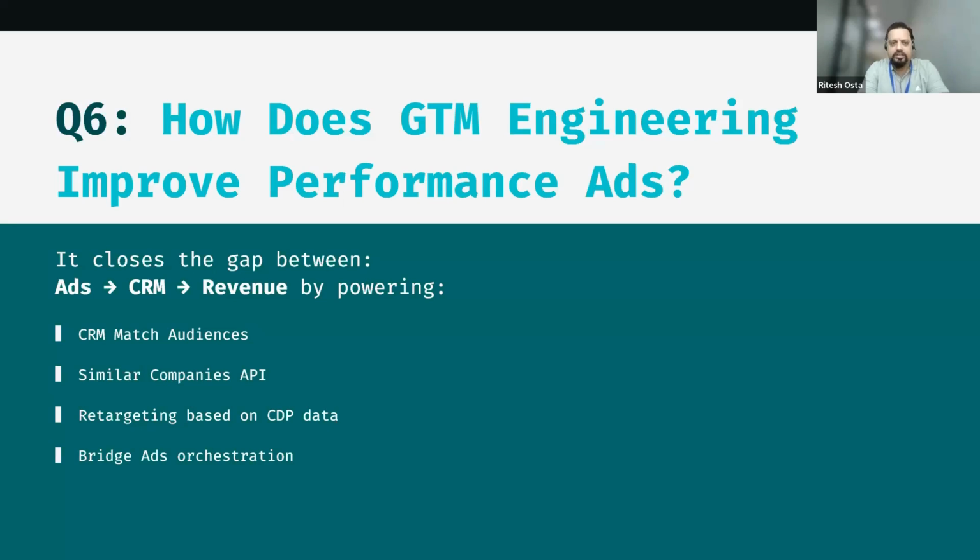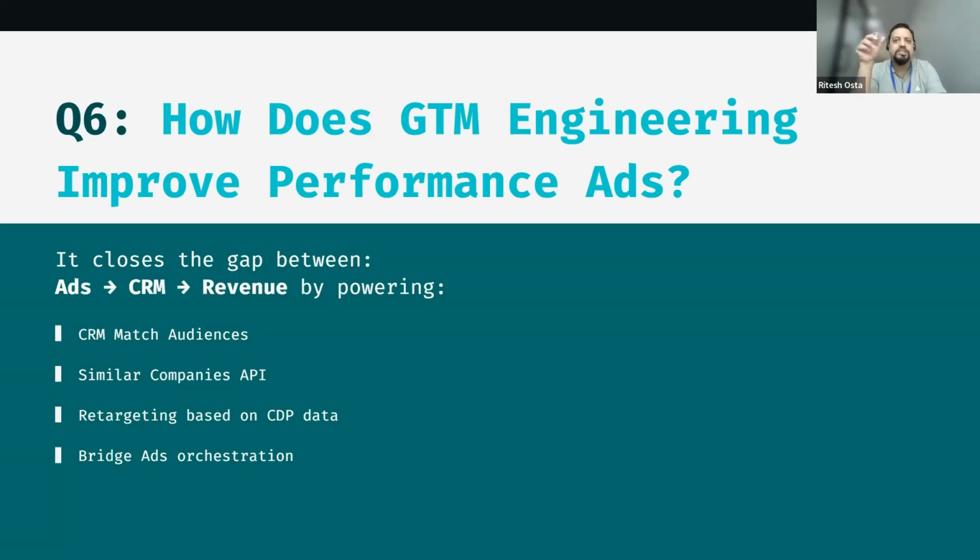And GTM engineering does improve performance ads. Many of you might be thinking GTM engineering is all about cold outreach, AI agents, automations and workflows. But GTM engineering is, at the core, overhauling how we look at performance ads, how we look at data and analytics. Everything is being affected positively by GTM engineering. If you use GTM engineering in principle effectively, it can close the gap between ads, your data, your CRM, and your revenue.